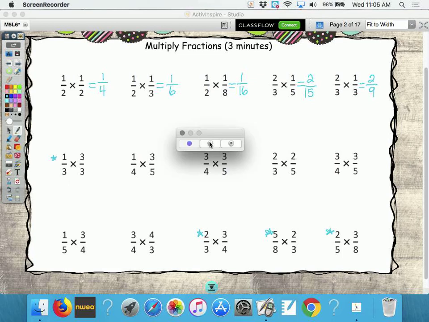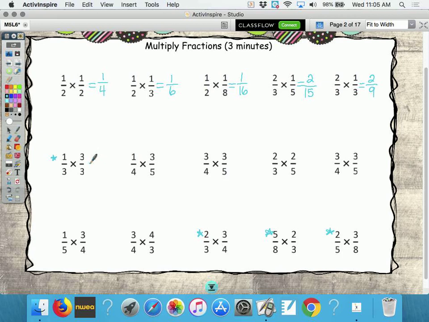So what do I write on this one here? 3/9. Okay, we'll talk about simplifying in a minute. What about here? 3/20. 9/20. Good. 4/20. Are you going faster than I can write? Almost. 9/20. There it is again. 3/20. 1 whole.